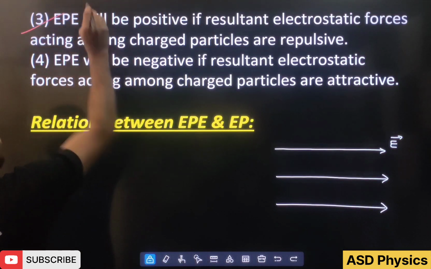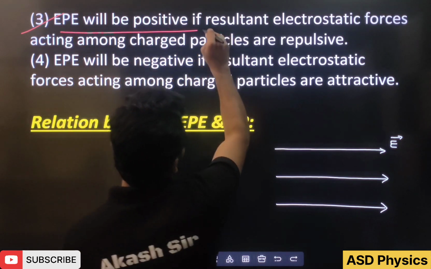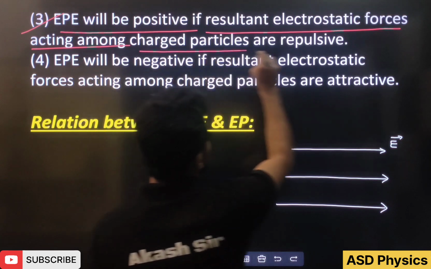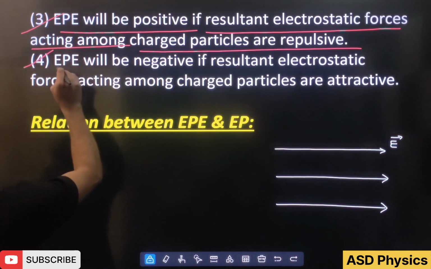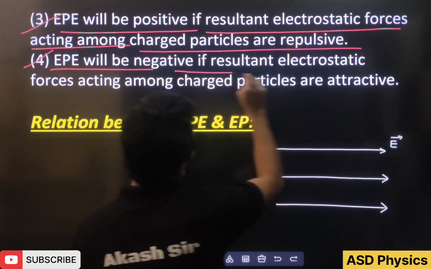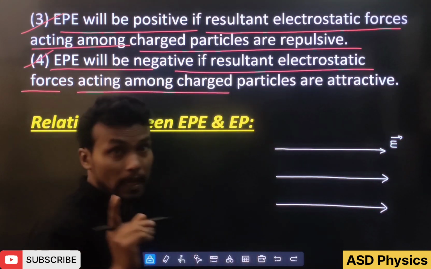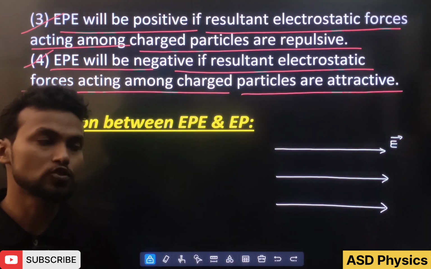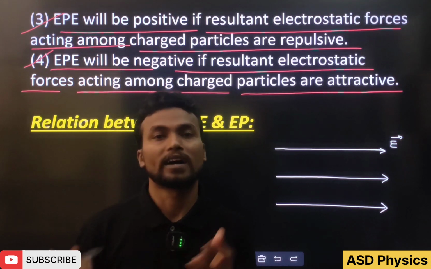Third one, as I have told you at the start of the video, EPE will be positive if the resultant electrostatic forces acting among charged particles are repulsive. Fourth one, EPE will be negative if the resultant electrostatic forces acting among charged particles are attractive. Okay, so please make sure that when EPE is positive, the force is repulsive; when EPE is negative, the force is attractive.